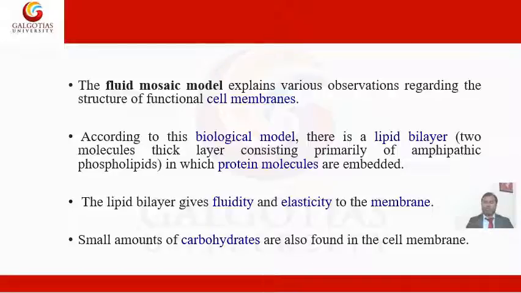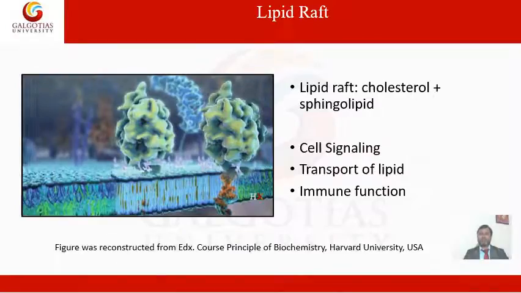So protein and lipid are present in the cell membrane, and apart from protein and lipid, carbohydrate is also present. The carbohydrate is present on the outer surface of the cell membrane, which is responsible for the recognition of the cell. So there is a modification of the cell membrane.